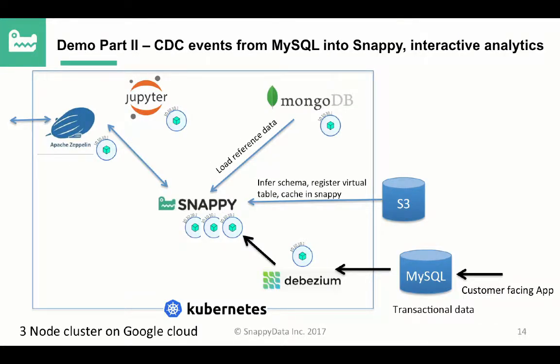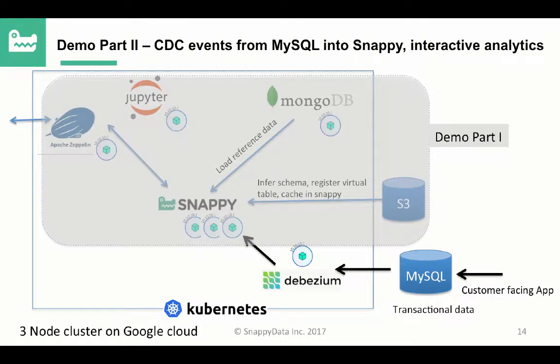Let's just revisit the demo architecture from before. In part one of the demo, we showed you how to load data from Mongo, static data from S3, infer schemas, run interactive analytics using notebooks, and also run analytics using a BI tool like Spotfire. You might recall we used the airline on-time performance data, about 200 million records, is what we ended up analyzing.